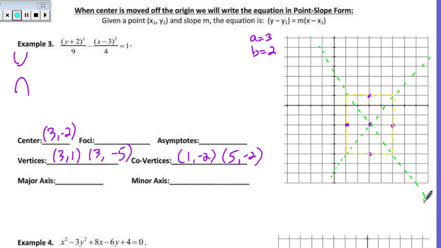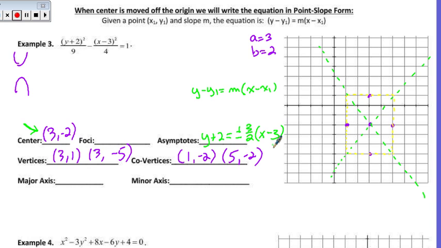I do want to write these in point-slope form. And if you remember from Algebra 1, that's y minus y1 is equal to the slope times x minus x1, and the point that we're going to use is the center point. So what I'm going to have here is y plus 2, coming from this over here, because of the minus, it changes signs. We said the slope is plus or minus 3/2, and then it's going to be x minus 3 from that coordinate there. So that's how we're going to be writing the equations for our asymptotes.